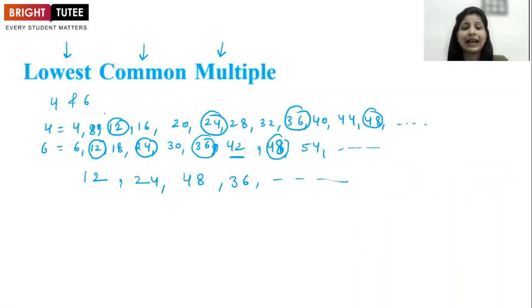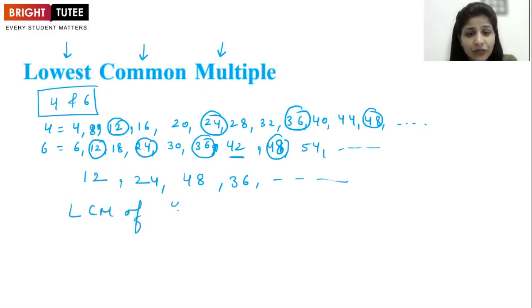So I say the LCM of 4 and 6, or the least common multiple of 4 and 6, we write like this: LCM of 4 and 6 is 12. This is one way of finding the LCM. You write all the multiples, like we did in HCF, where we wrote all the factors, and out of the factors, the highest one we took. So we calculated HCF. In LCM, we write the multiples, take out the common multiples, and out of the common multiples, the smallest common multiple becomes our LCM.